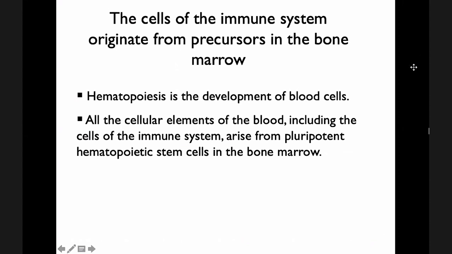You can read this other line. All the cellular elements of blood, including the cells of your immune system, arise from pluripotent hematopoietic stem cells in bone marrow, and then they further differentiate into one lineage or the other, giving rise to either myeloid cells or lymphoid cells.